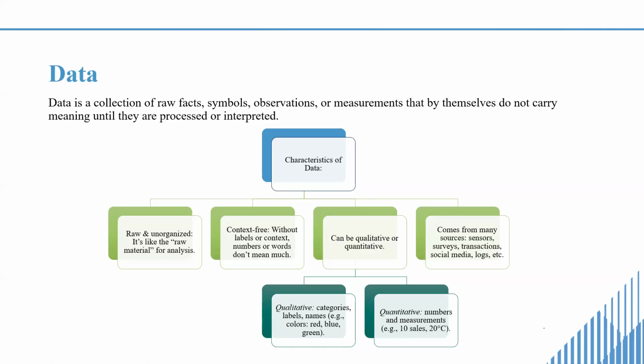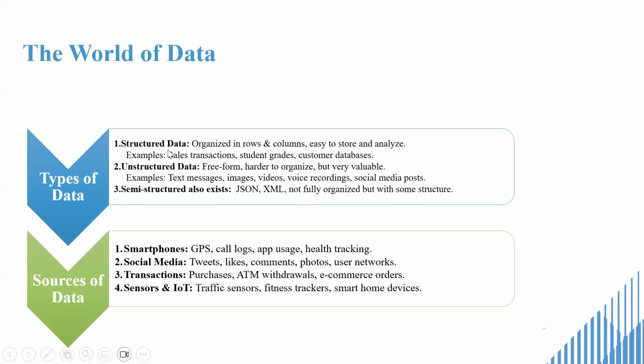Then the world of data has structured, unstructured, and semi-structured data. Structured data is organized in rows and columns, easy to store and analyze, like sales transactions in an Excel sheet with rows and columns, student grades, or a customer database. Unstructured data is free form and harder to organize, but very valuable, like text messages, images, videos, voice recordings, and social media posts.